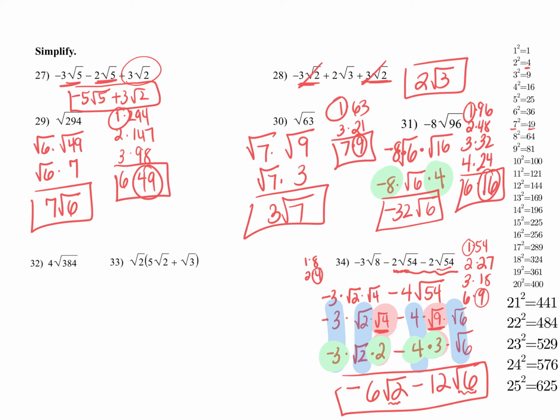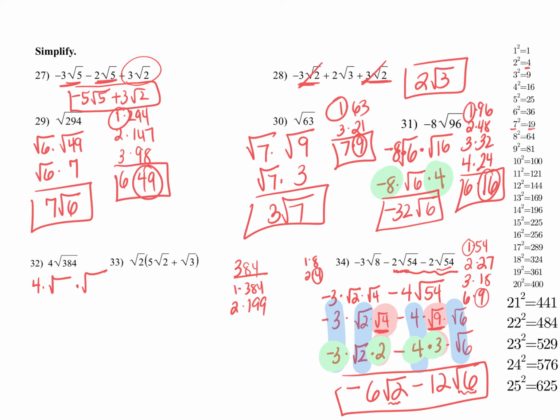For the next one, I'm going to have 4 times 2 radicals. Don't know what they are yet. I'm going to do that over here. 384 is 1 times 384. 2 times 192. Always have to check myself because I make mistakes. See, told you.